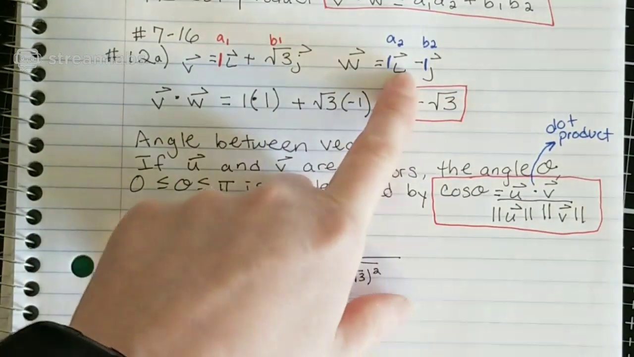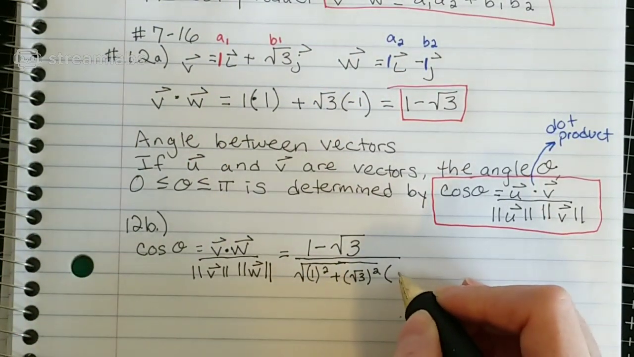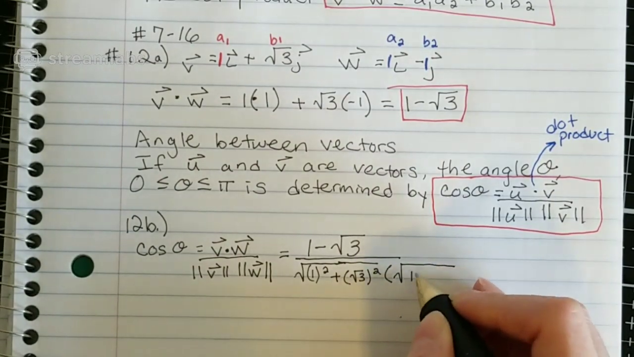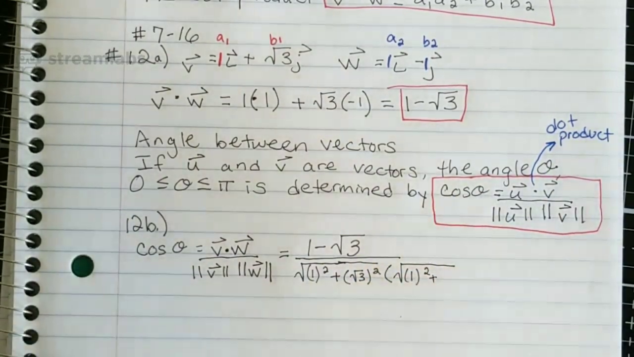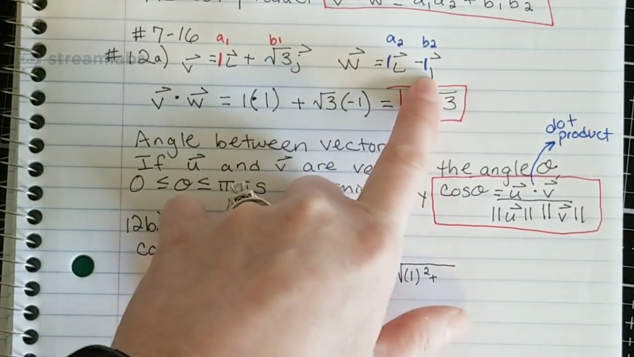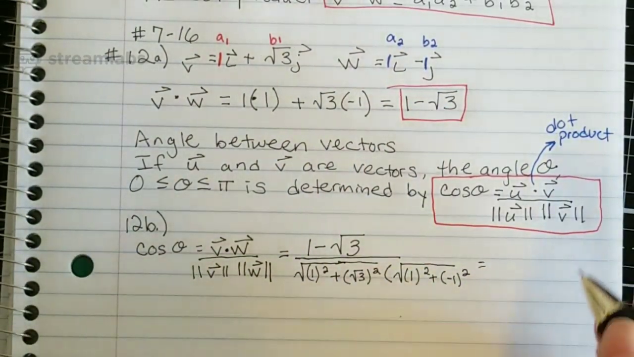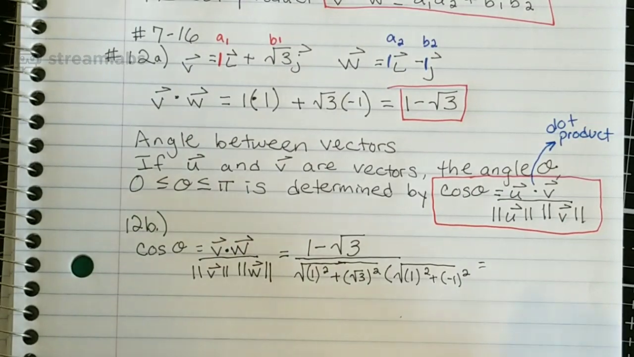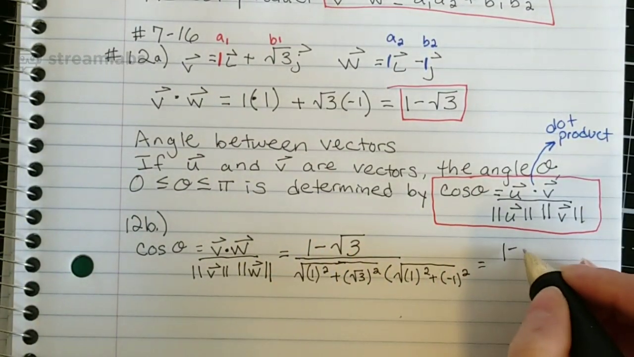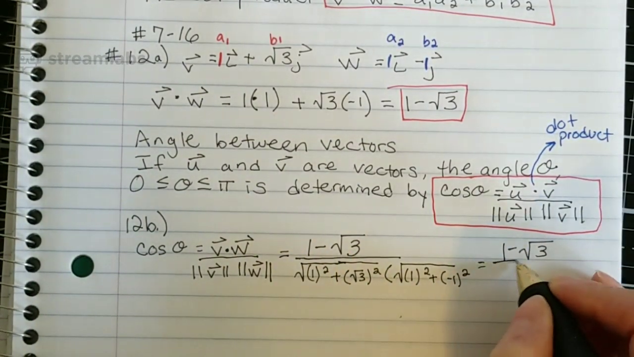And then we'll have to do the w. So your w is going to be the square root of 1 squared, and then your b2 is -1, so that would be -1 squared. Okay, we're going to leave the top alone for now.